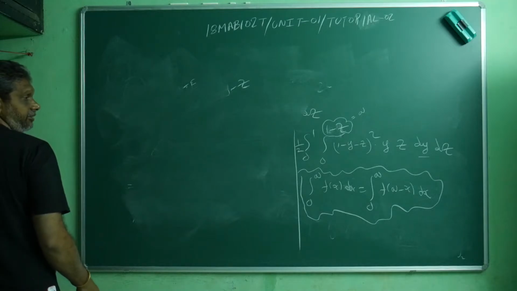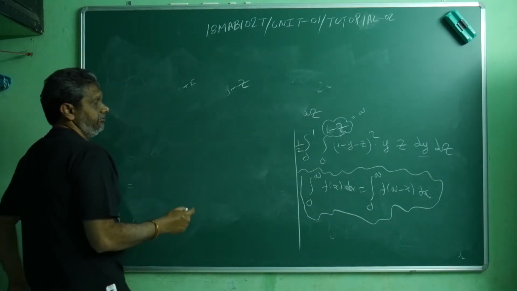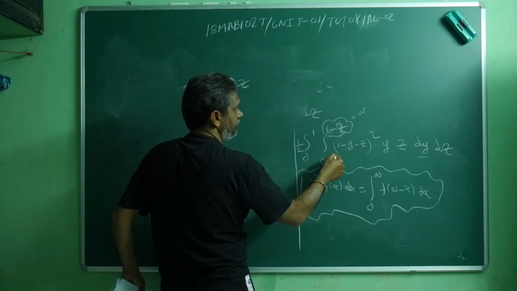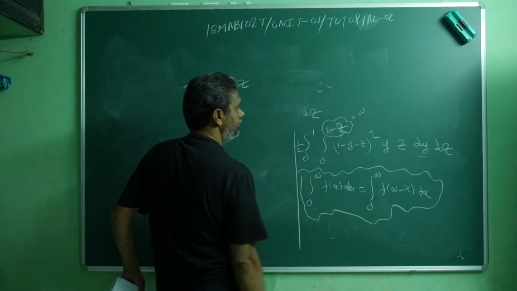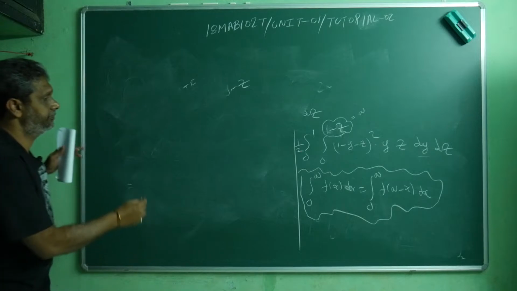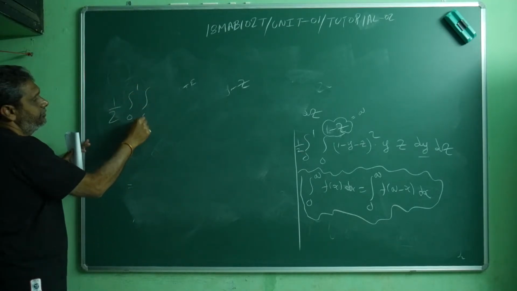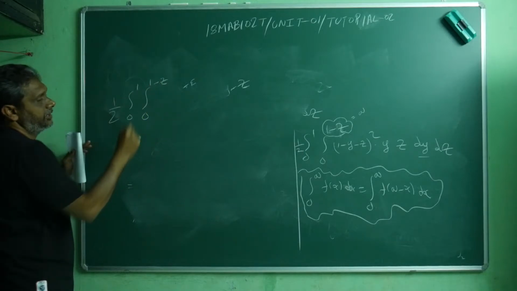So now what is my variable y? Where am I having y? This I will write: if f of x is equal to a minus x, I will write the whole function. See how nice the limit is: 1 by 2, 0 to 1, 0 to 1 minus z.